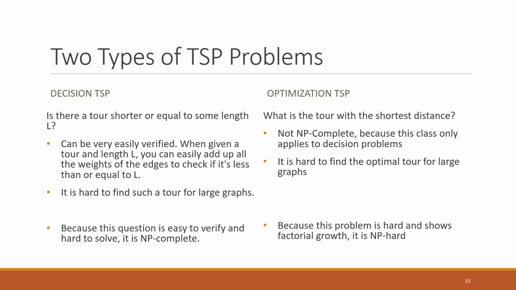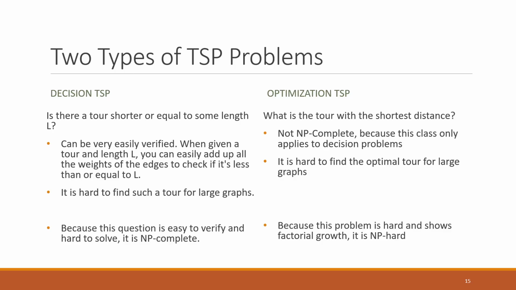Getting back to TSP, we have two types of TSP problems. There's decision TSP, where we ask a yes or no question, and optimization TSP, where we're asked to find the optimal solution. In decision TSP, the question is: is there a tour shorter than or equal to some length L? This can be easily verified. When given a tour and length L, you can easily add up all the weights of the edges to check if the tour is less than or equal to L. However, it is hard to find such a tour for large graphs. Because the question is easy to verify and hard to solve, it is NP complete.